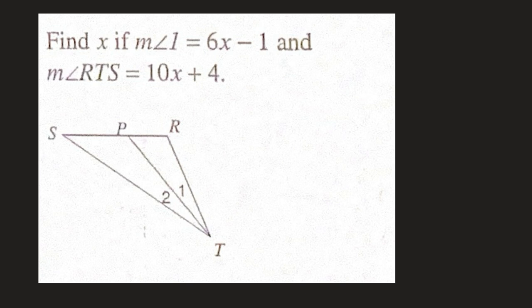All right, here we go. Another variation. I think this is the last one. Find x if the measure of angle 1, so angle 1 right in here is going to be 6x minus 1, and RTS, so the large angle, this whole thing, is 10x plus 4.